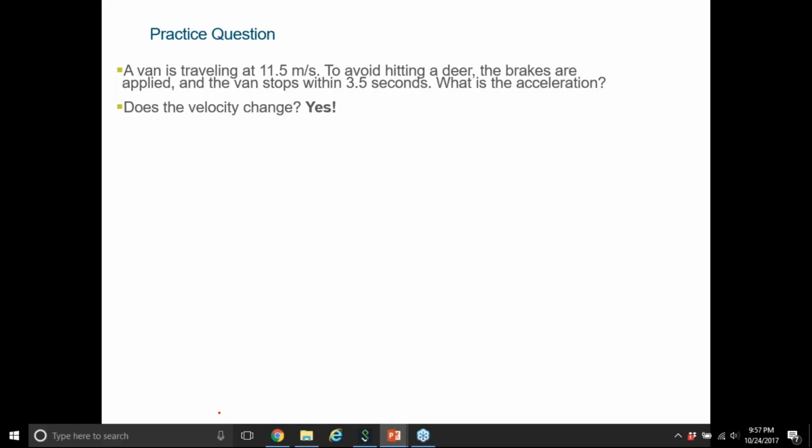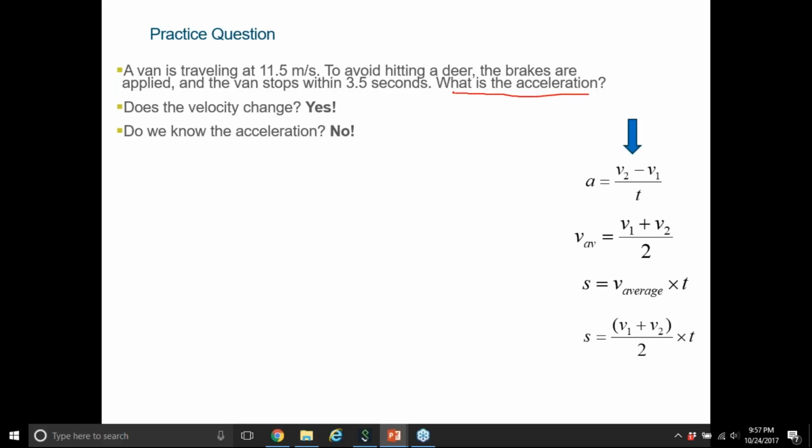Does the velocity change? Yes, it slows to a stop. We're looking for acceleration. Do we know what the acceleration is? No, that's what we're trying to figure out. Okay, so we're using one from that second column, one of these formulas. So to figure out which one, we ask ourselves our third question, what are we trying to find? We're trying to find acceleration, so we use the formula that starts with A equals.